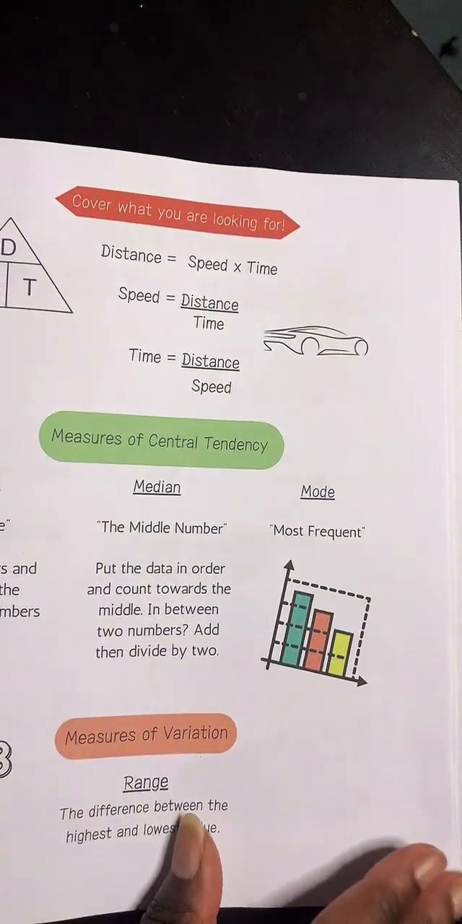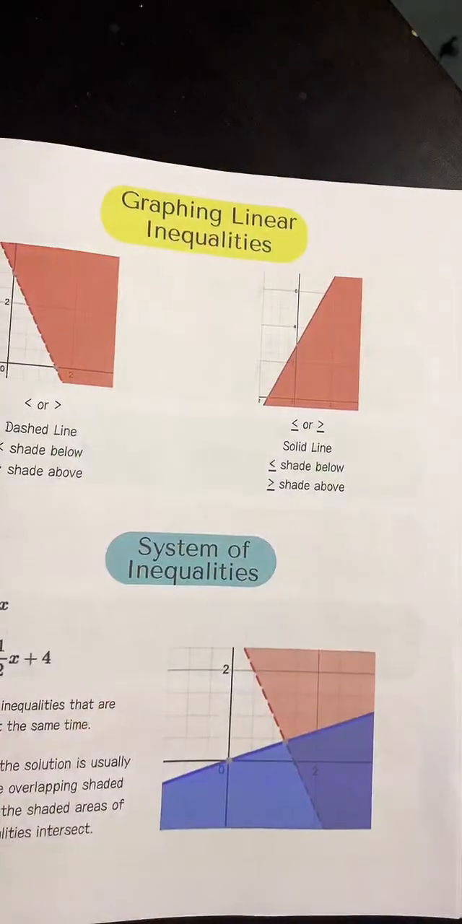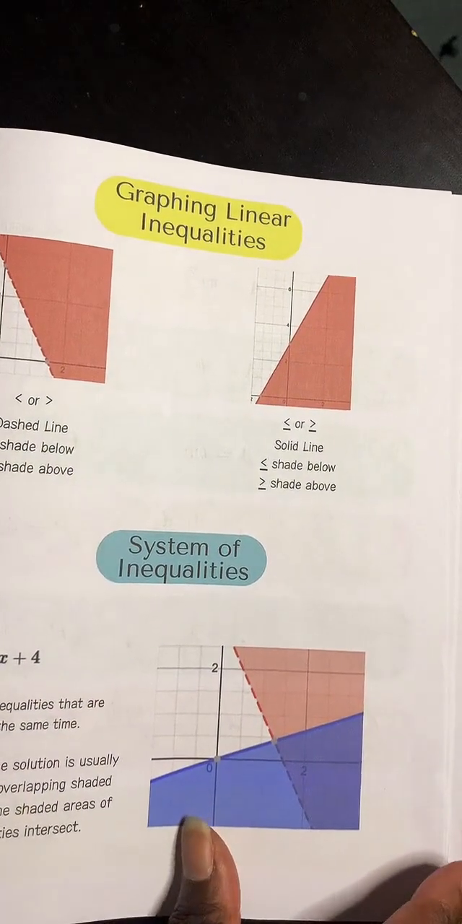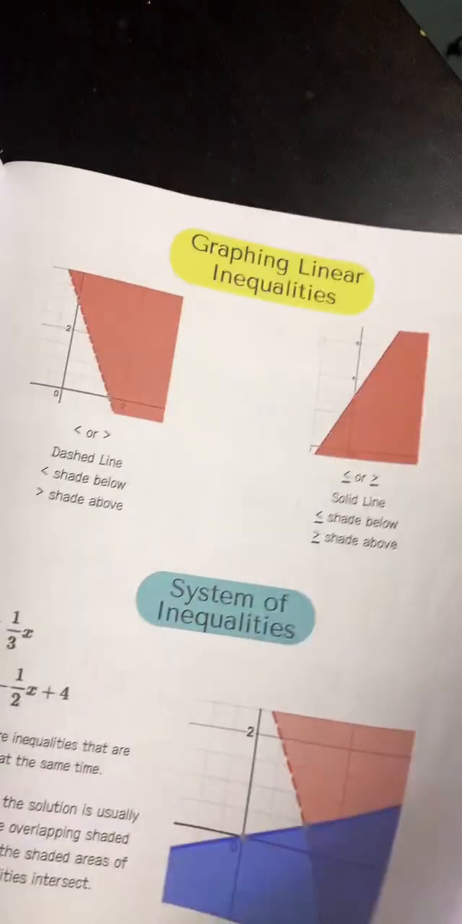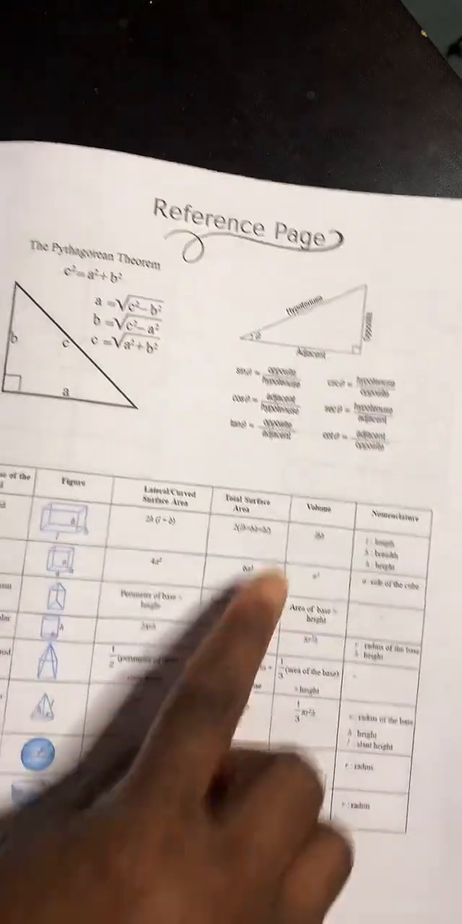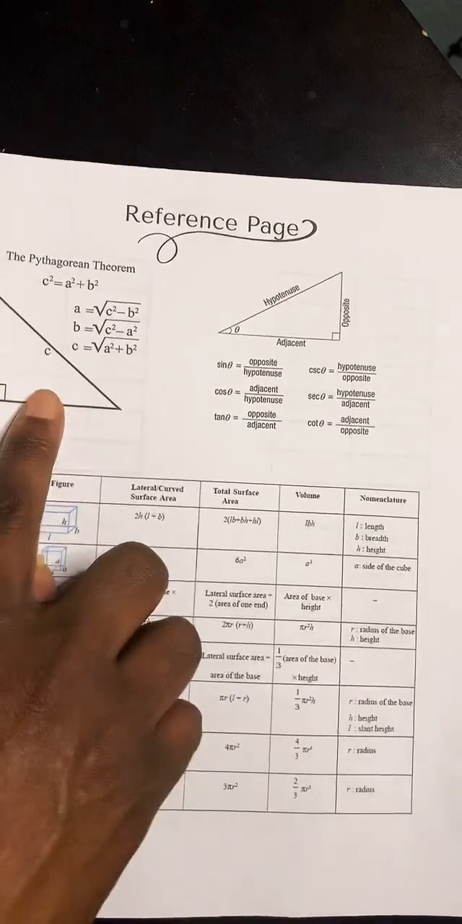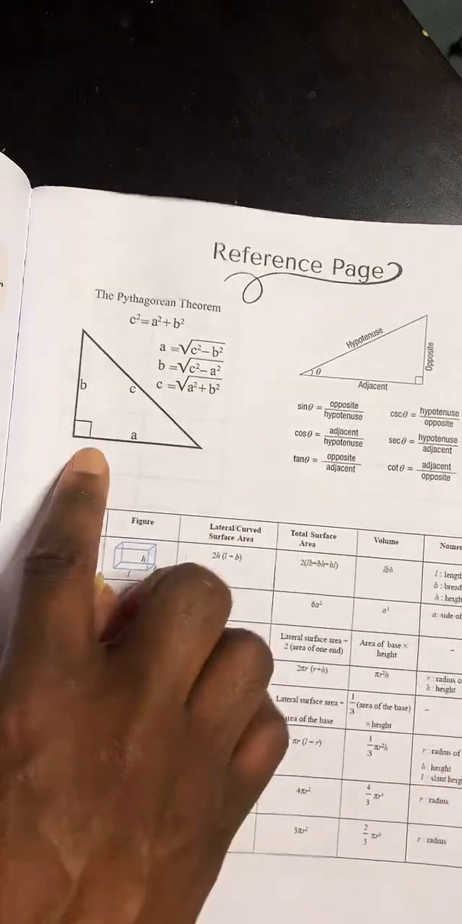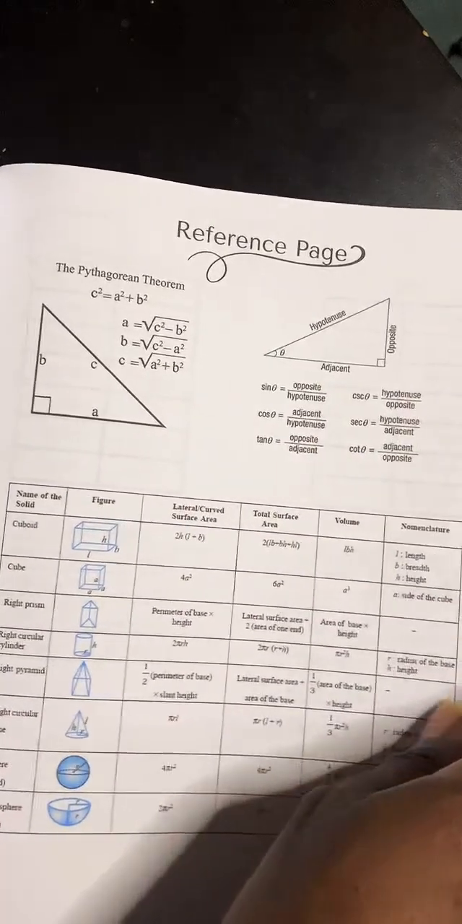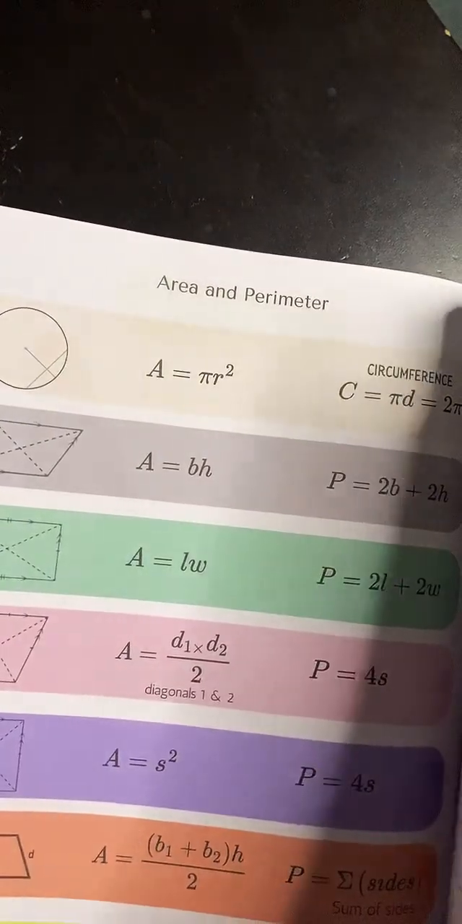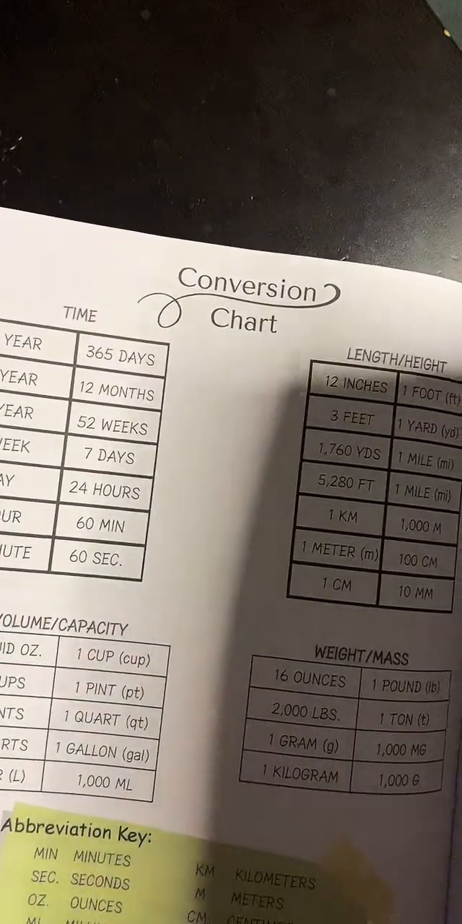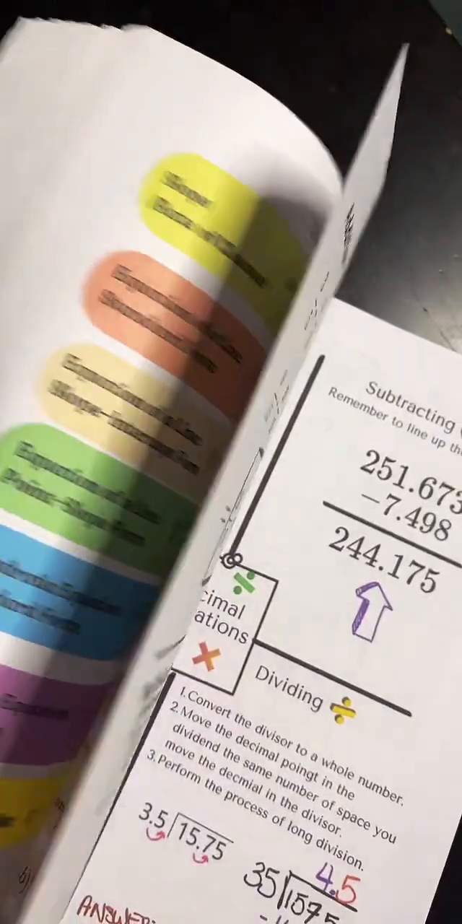So this one really hits on all the algebra and Algebra 1 concepts, like system of equations, system of inequalities, as well as volume, a little bit of geometry, volume, surface area, Pythagorean theorem, a little trig and our trig functions, also our formulas for area, and then conversion. So all this in one handy dandy notebook.